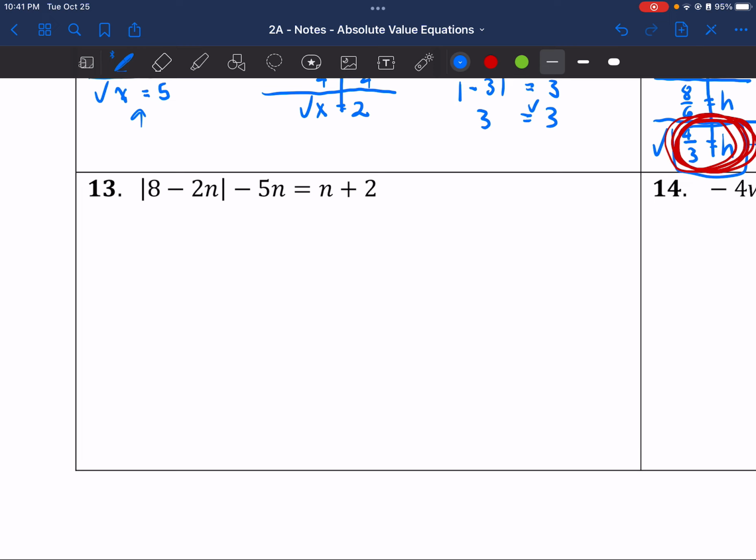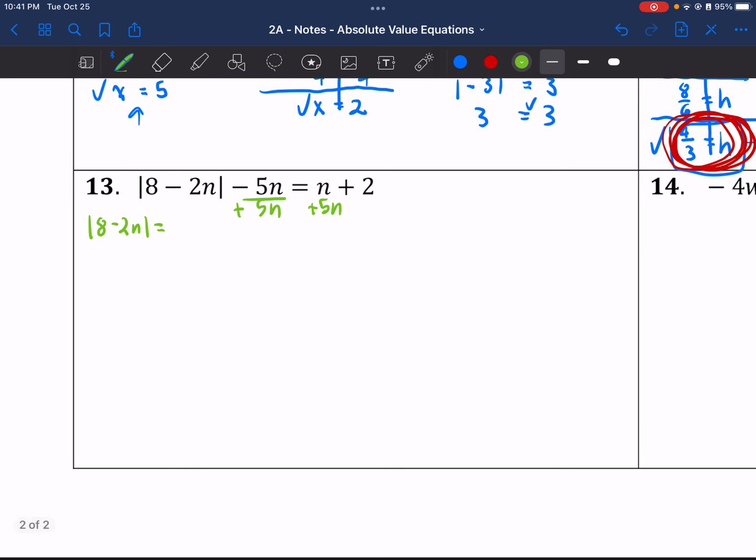We want to make sure that we isolate our absolute value expression. Well, to isolate our absolute value expression, we need to get rid of this minus 5n. So to get rid of this minus 5n, we're going to add 5n to both sides. Now I get the absolute value of 8 minus 2n is equal to 5n plus n gives me 6n plus 2.